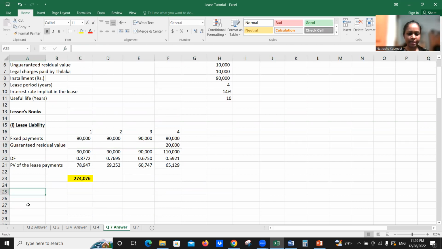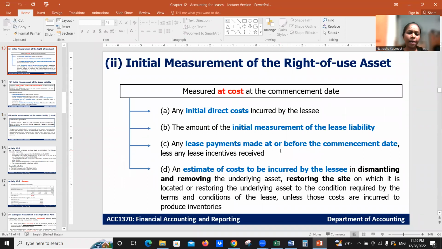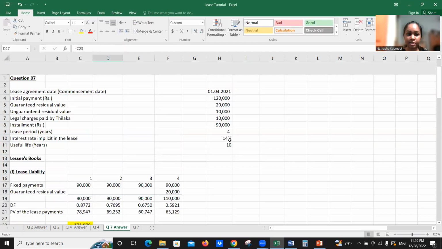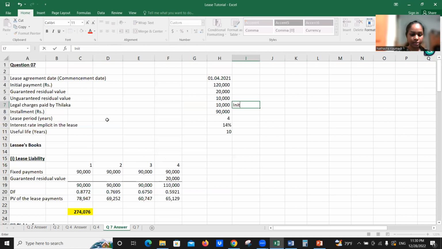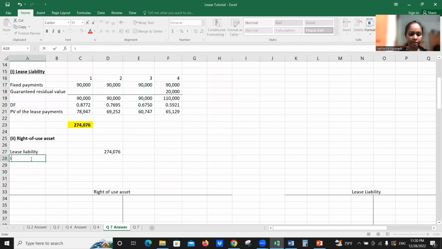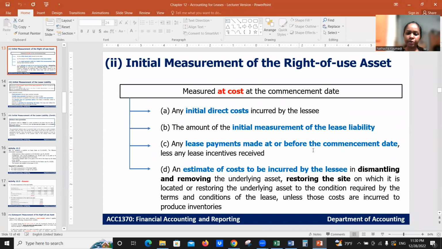Now I'll quickly take the right of use asset. Second step. This is the correct way of writing right of use asset. First of all, you need to take the lease liability, the initial measurement of the lease liability as we computed. This is 274,000. Do we have initial direct cost? Yes. In this question, the lessee has paid legal charges, which are initial direct cost. So remember, you need to consider these. How much is that? 10,000.